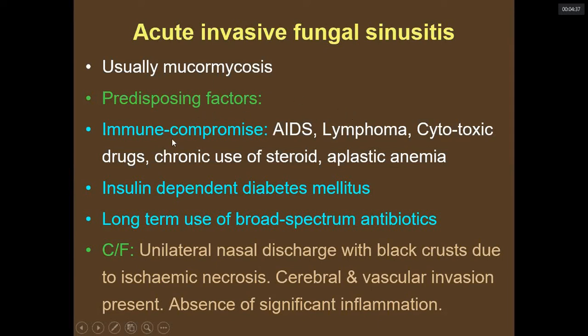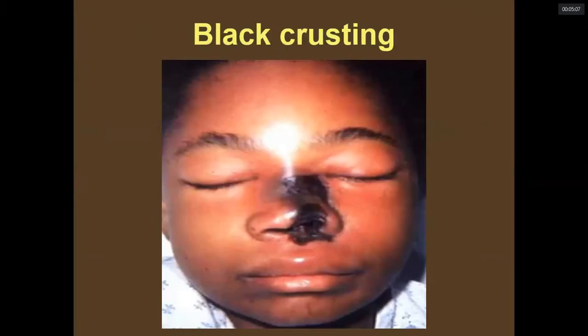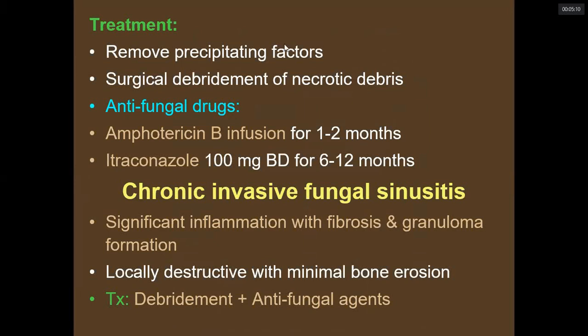The predisposing factors are immunocompromised states like AIDS, lymphoma, cytotoxic drugs, chronic use of steroids, aplastic anemia, and diabetes mellitus. And if the patient has used antibiotics for a prolonged time. The clinical features are unilateral nasal discharge with black crusting due to ischemic necrosis, right? Cerebral and vascular invasion present, absence of significant inflammation, and complications can frequently occur with fungal sinusitis. Look, the black crusting. The treatment is to remove the precipitating factors, surgical debridement of necrotic debris, and antifungal drugs: amphotericin B infusion for 1 to 2 months, itraconazole for 6 to 12 months.